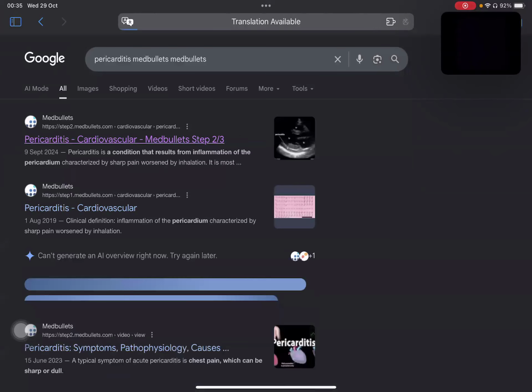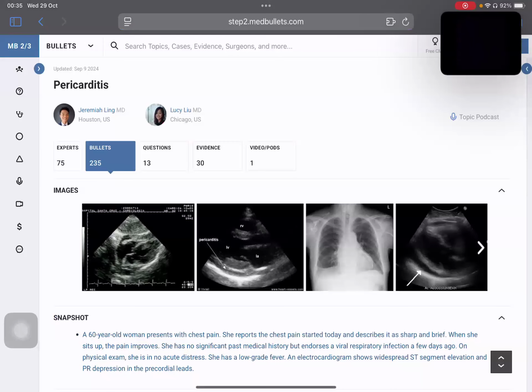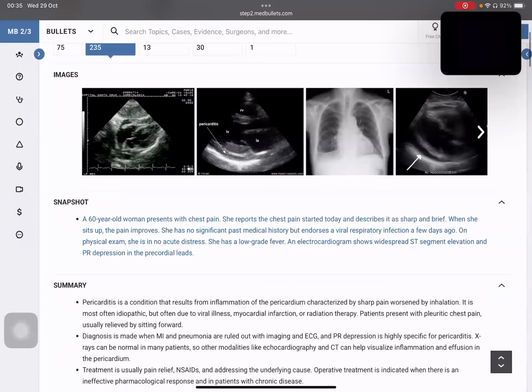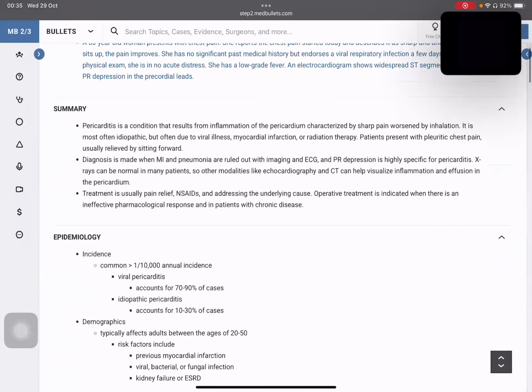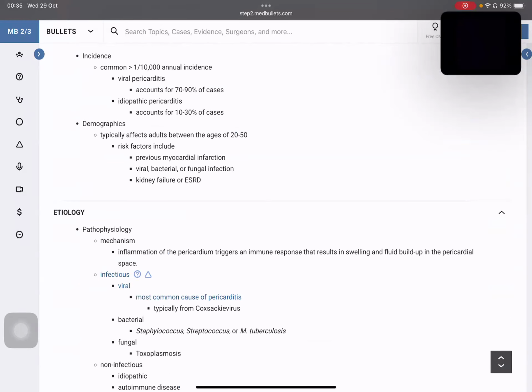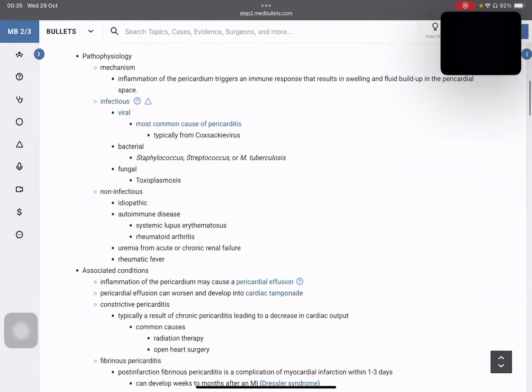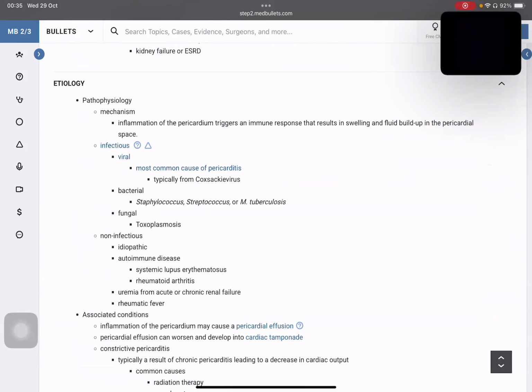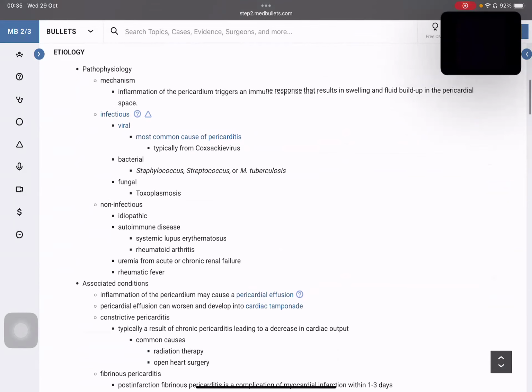This is pericarditis, I think. Like I said, it comes with a question, and then it has a little summary. It comes with epidemiology and demographics, which we won't be needing. Most of the etiology is also not necessary for us, but sometimes you just have to know. See, the most common cause of pericarditis would be viral. So that is good to know.